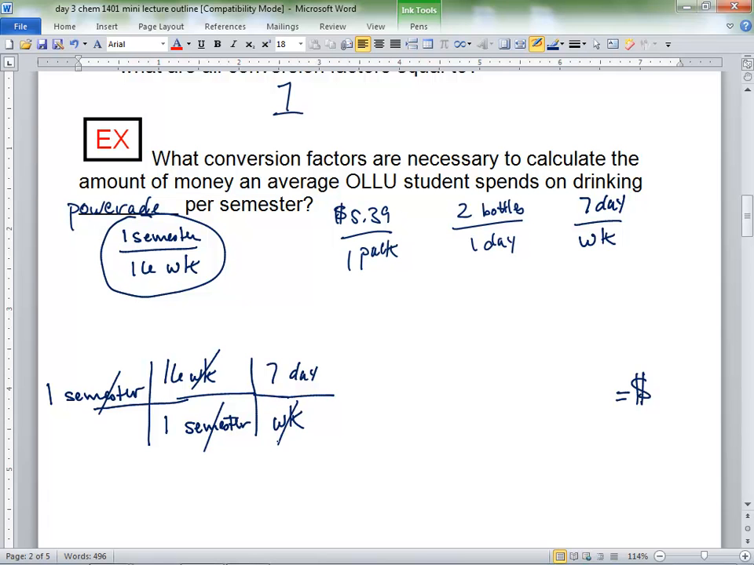Keep going. Allison. What would be the next conversion factor? 2 bottles for 1 day. Okay. Keep going. Jorge. Oh, we're missing this piece. We might have to ask Christian about this, Jorge. What question do you have to ask him?